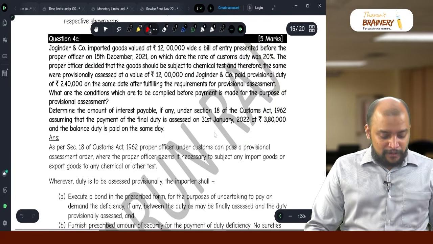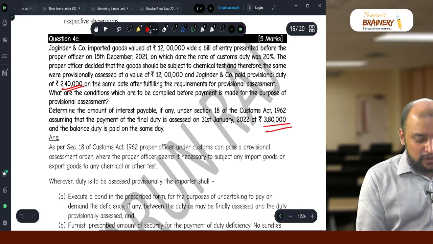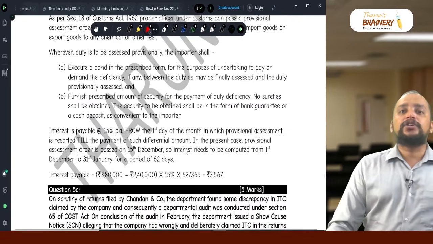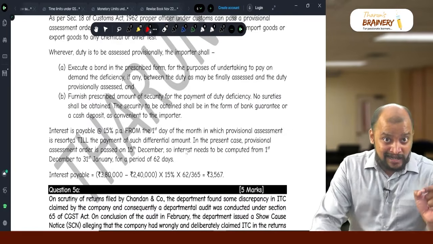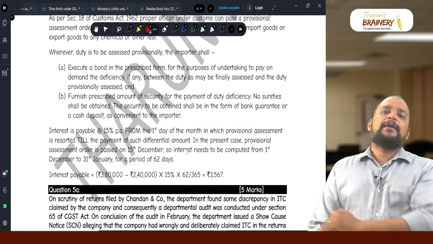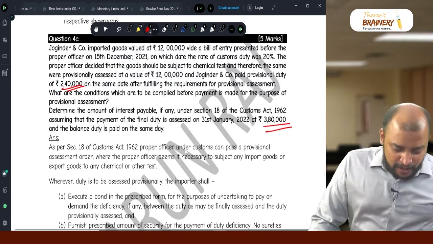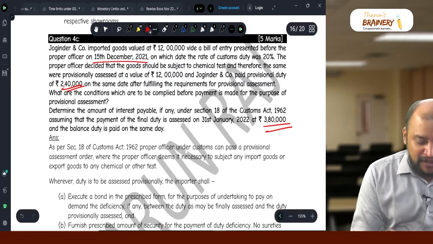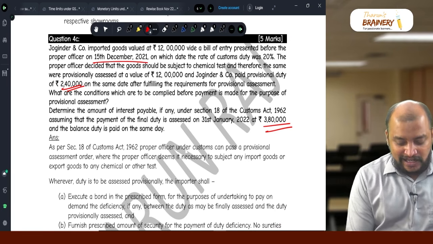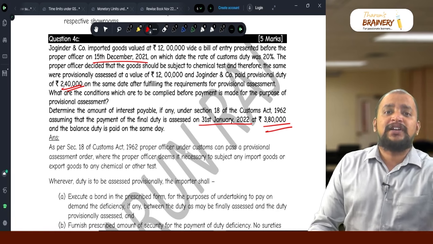If the differential amount is, what is the final duty assessed? 3,80,000. How much they already paid provisionally? 2,40,000. So 3,80,000 minus 2,40,000, the differential amount, into what is the rate of interest in customs? 15% per annum. And the interest should be computed from the first day of the month in which the provisional assessment order is passed. The provisional assessment order is passed 15 December, but we need to count from 1st December till the date we are making the payment of difference, that is 31st January. So which means that from 1st December to 31st January, December 31 days, January 31 days.